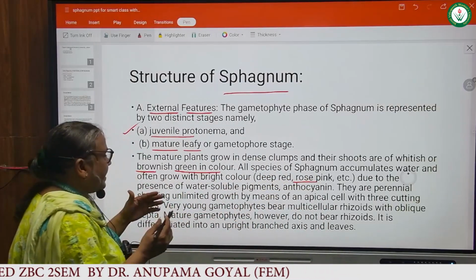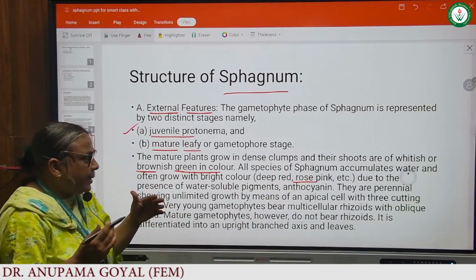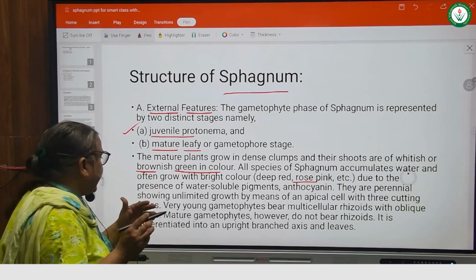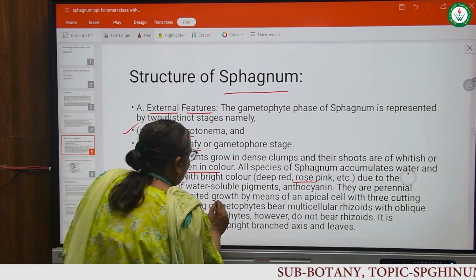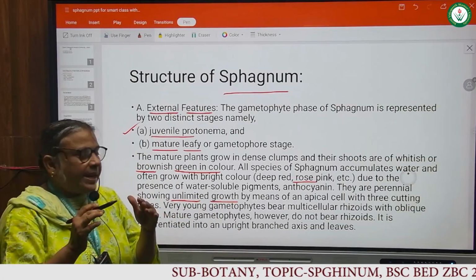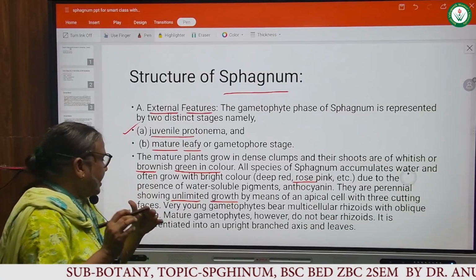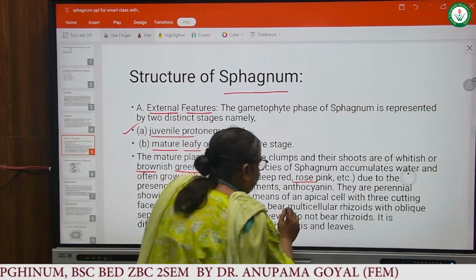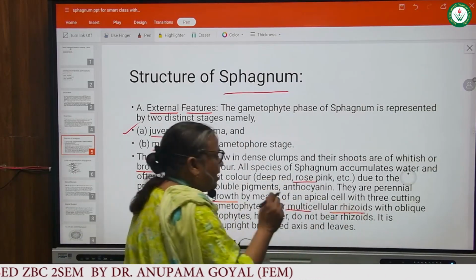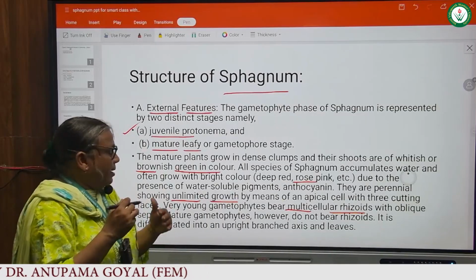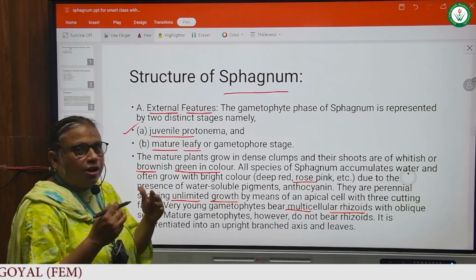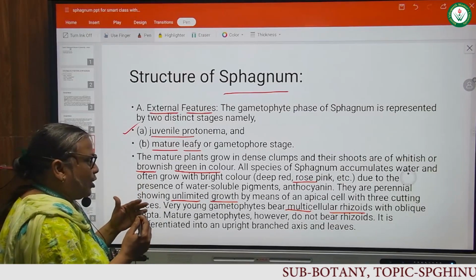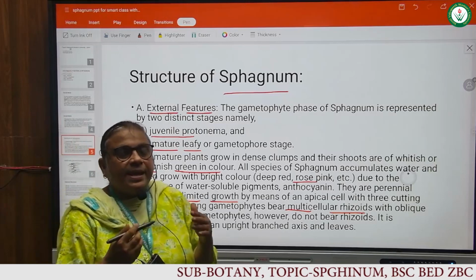due to the presence of water soluble pigments called anthocyanin. They are perennial, showing unlimited growth by means of an apical cell with three cutting faces. Very young gametophytes bear multicellular rhizoids with oblique septa. Mature gametophytes do not bear rhizoids. It is differentiated into an upright branched axis and leaves.